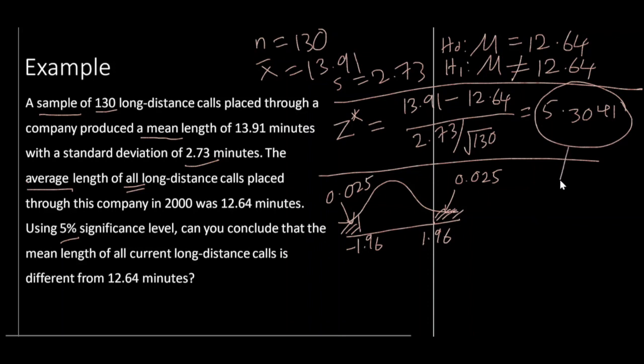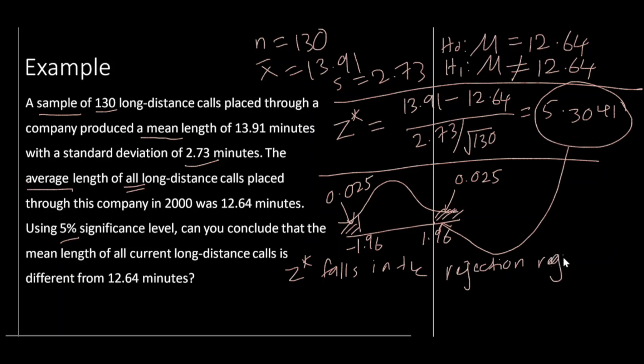So 5.3041 falls in the rejection region. Z star falls in the rejection region. So we reject the null hypothesis. And we will be answering the question, can you conclude that the mean length is different from 12.64? Yes, it is different from 12.64. This is what we accept.